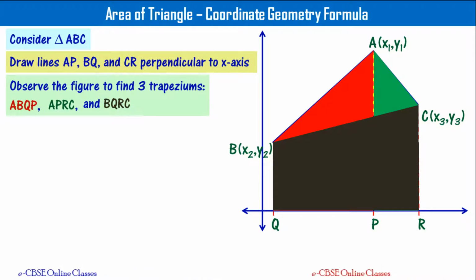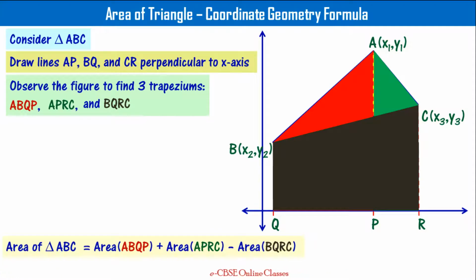If you observe this particular figure, you can say that area of triangle ABC is equal to area of trapezium ABQP plus area of trapezium APRC minus area of trapezium BQRC. I hope you are fine with this particular equation. So now we have to find area of trapezium, right?